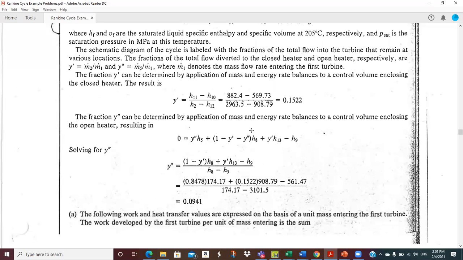So he just wrote it all in once. He's got a negative H9. So that was over here and he brought it over. So that's the rest of it. So you just got to factor out. And of course, now you have a numerical value for y prime. So you just insert it, and then you can solve by factoring for y double prime, which comes out 9.41%.